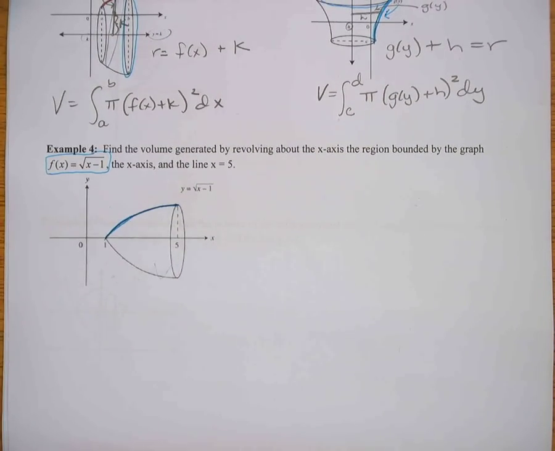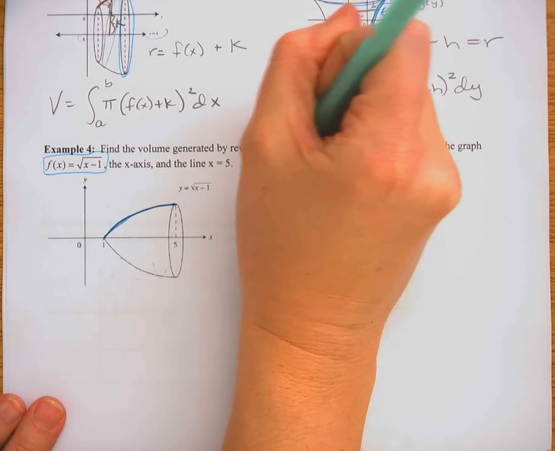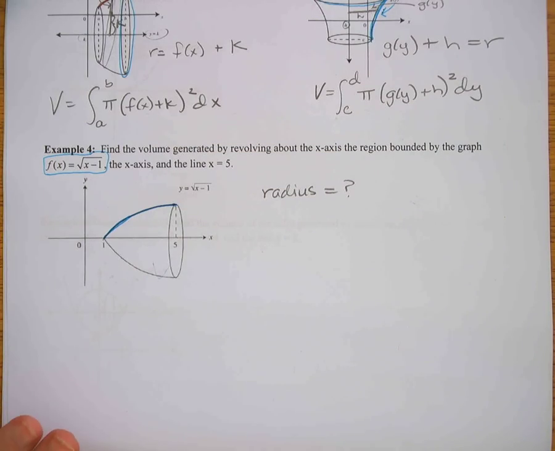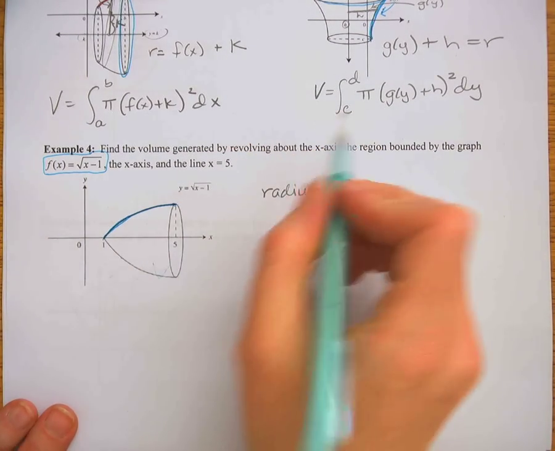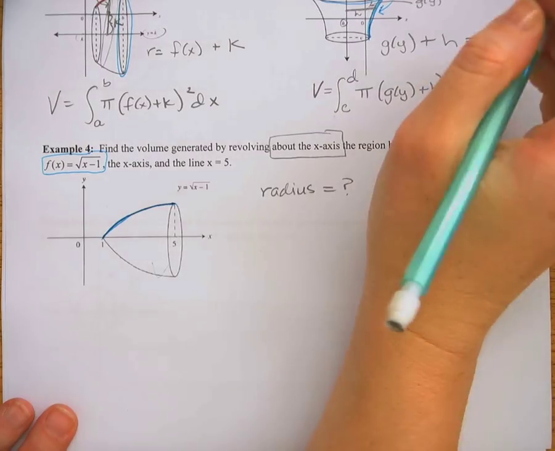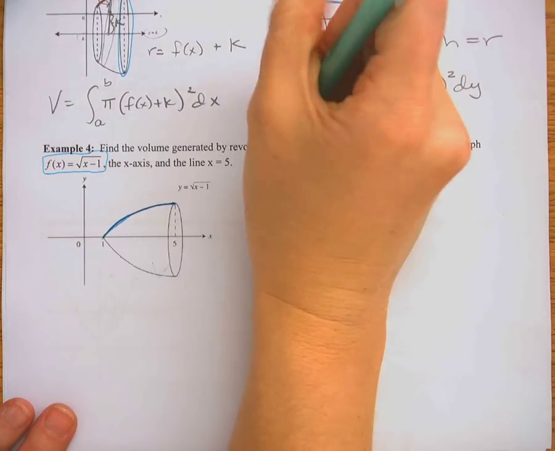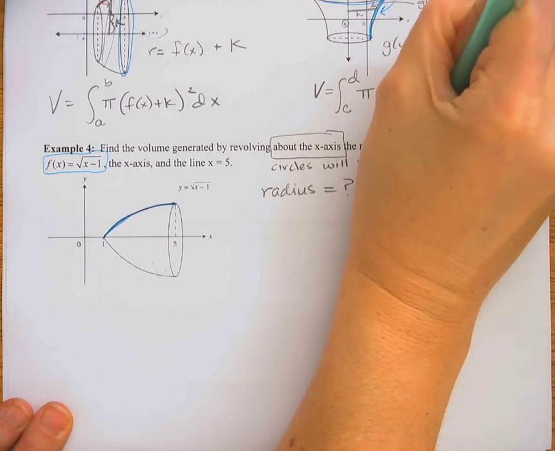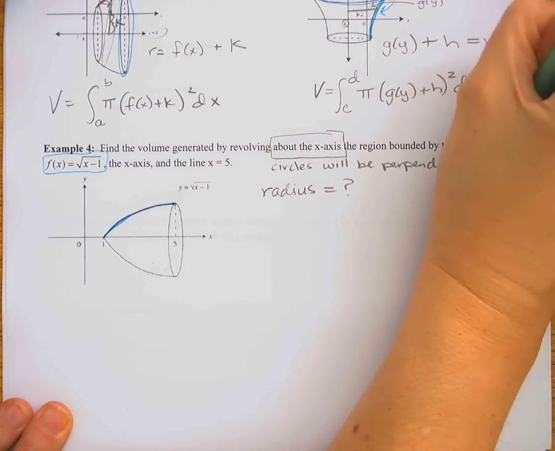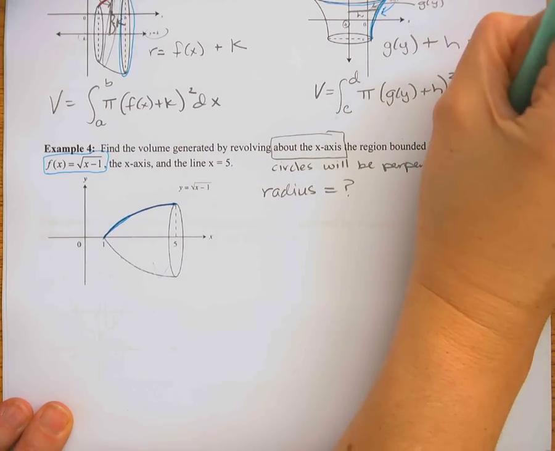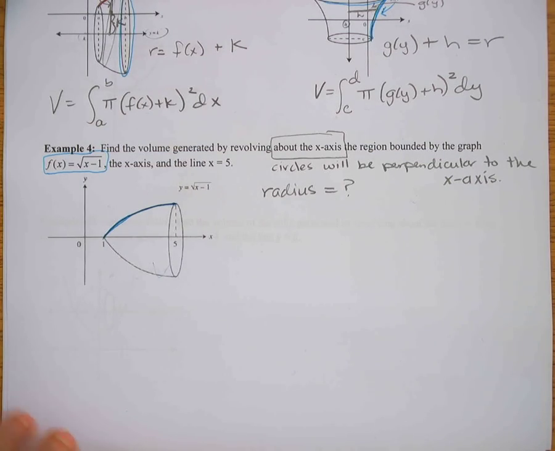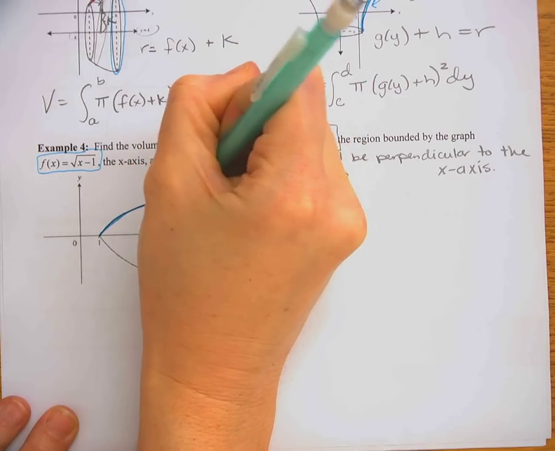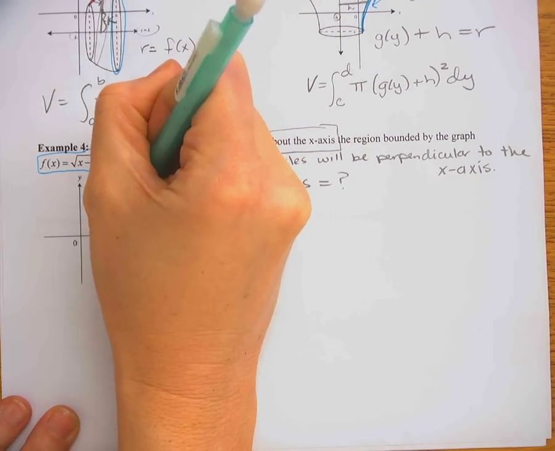Okay, so I want to find the radius. My job here is to figure out what would the radius be of each of these circular cross sections. Now these cross sections, because it rotated around the x-axis, the cross sections will be perpendicular to the x-axis. So circles will be perpendicular to the x-axis. Okay, so I have to imagine depending on where x is, if I sliced here, for example, I'd have that circle. Or if I sliced right over here, I'd have that circle.